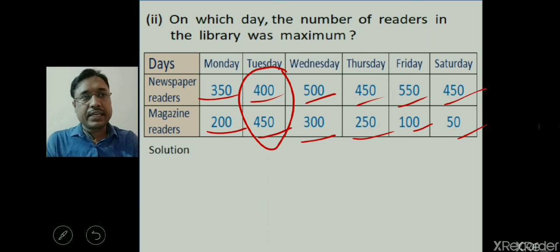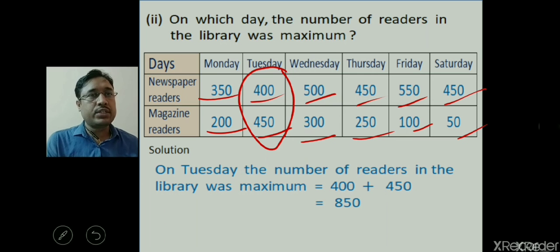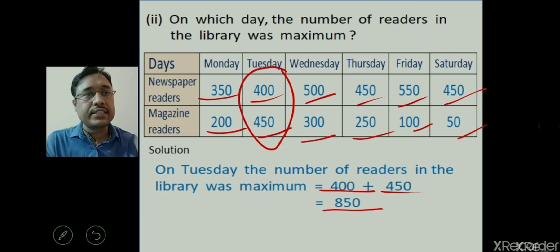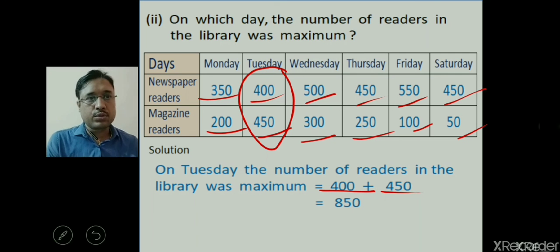So we will say here simply that on Tuesday the number of readers in the library was maximum, that is 400 plus 450, it is 850 readers total. That you can answer from the graph also. It is shown by the 2 bars of maximum height, for the newspaper and magazine readers on Tuesday only.